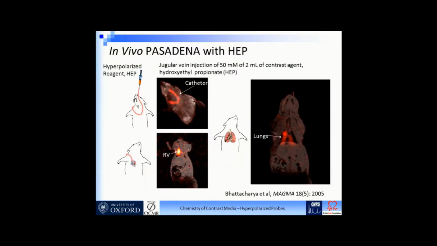And just a couple of example slides of the use. This is from the Pasadena group, looking at using hydroxyethyl propionate as a contrast agent for vascular imaging. So you can use it as a tracking agent through a catheter. You can use it as a vascular agent in the right ventricle or in the lungs.